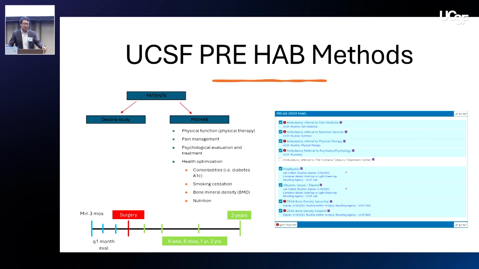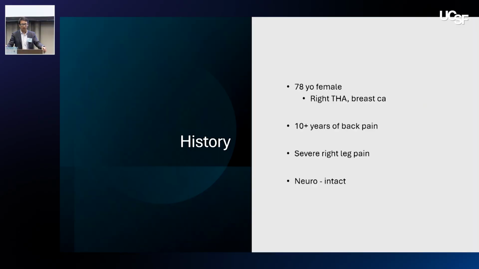Now, at UCSF, for these frail patients, we do have order sets built into the EMR where you can activate a prehabilitation order set. For patients that fall into these categories, there are options, if you have the time and the resources, to get these patients somewhat more optimized in the preoperative setting before undergoing a deformity operation.